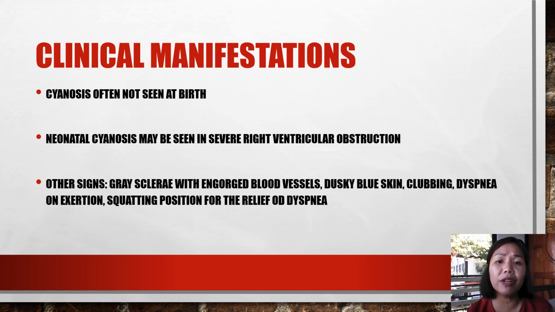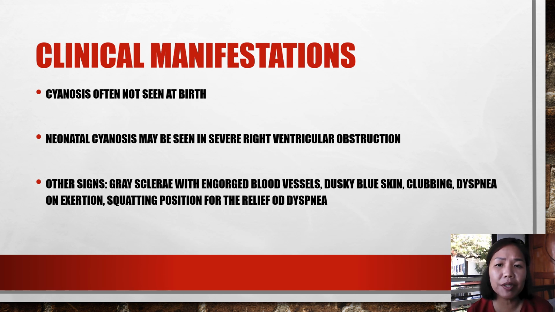The degree of right ventricular outflow obstruction determines the onset of symptoms and severity of cyanosis. That is why it is important to know when the cyanosis started. Most of the time, in TOF, cyanosis is apparent after a few months of life due to the worsening of the pulmonary stenosis. But in some cases, when cyanosis is already seen during the neonatal period, it means that there is already severe right ventricular obstruction to start with.